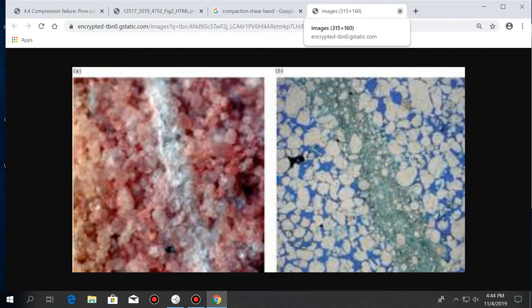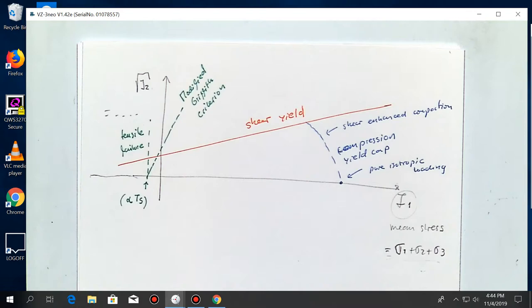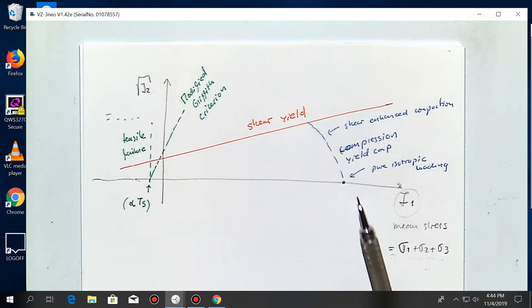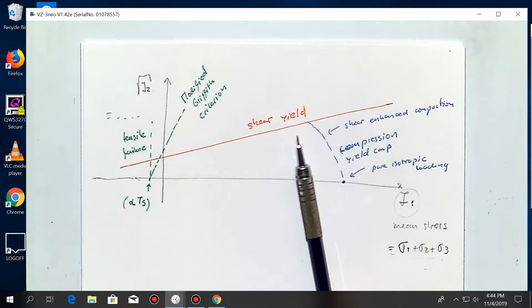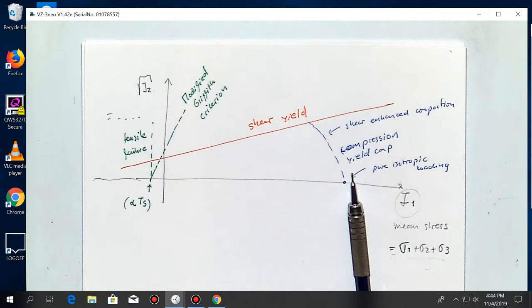All right. So we're going to get to talk about this, and we're going to write some equations to let us explore a little bit better this shear yield and this compression yield cap. But we'll do that on Wednesday, okay?